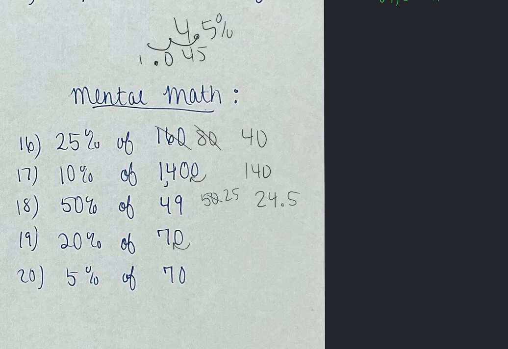20% of 70, I'm going to hop backwards and get 7. Double it to get 14. 5%, I'm going to hop back to get 7. Cut it in half to get 3.5.